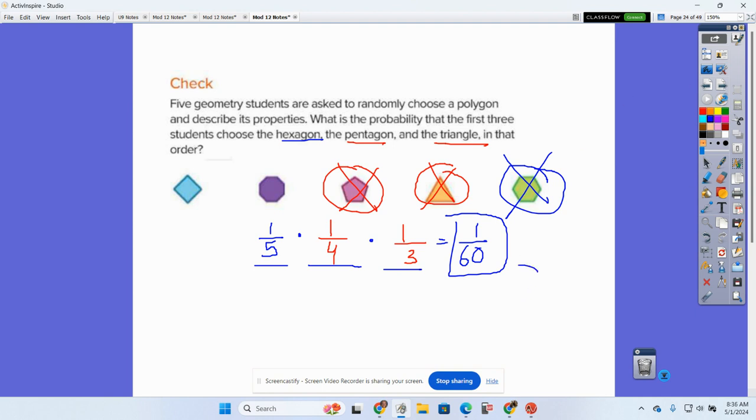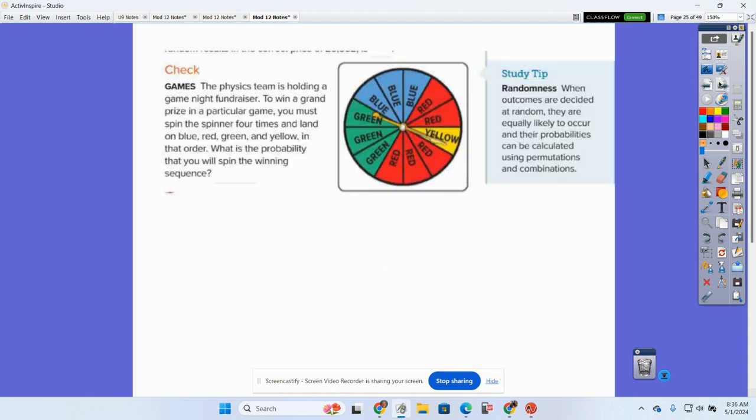Okay, I lost my mouse. There it is. So the next one is a spinning wheel. The physics team is holding a game night fundraiser to win a grand prize in a particular game. You must spin the spinner 4 times and land on blue, red, green, and yellow in that order. What's the probability that you will spin the winning sequence? Okay, so we're talking about our winning sequence here.